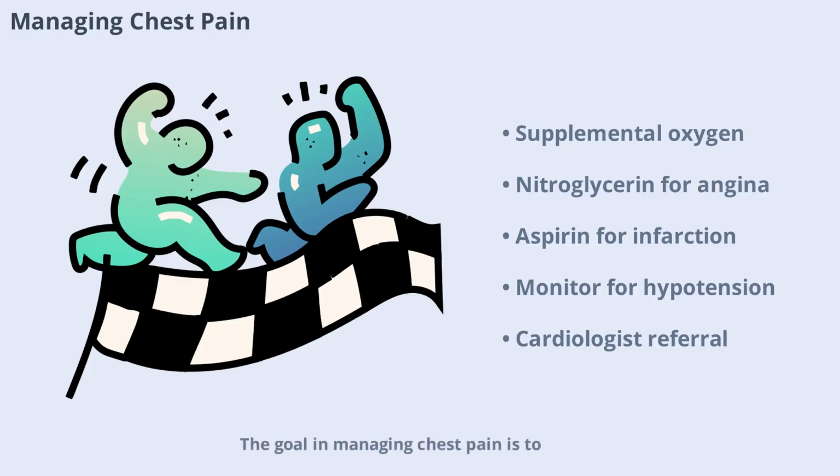The goal in managing chest pain is to decrease the heart's oxygen requirement or increase its supply. Supplemental oxygen is administered via mask or nasal cannula. Nitroglycerin is the most effective vasodilator for angina, given as sublingual tablets or spray. A 0.4 mg tablet is placed under the tongue every 5 minutes, up to 3 tablets in 15 minutes. Nitroglycerin may cause flushing, headache, tachycardia, and hypotension, so it's contraindicated in cases of concurrent hypotension.